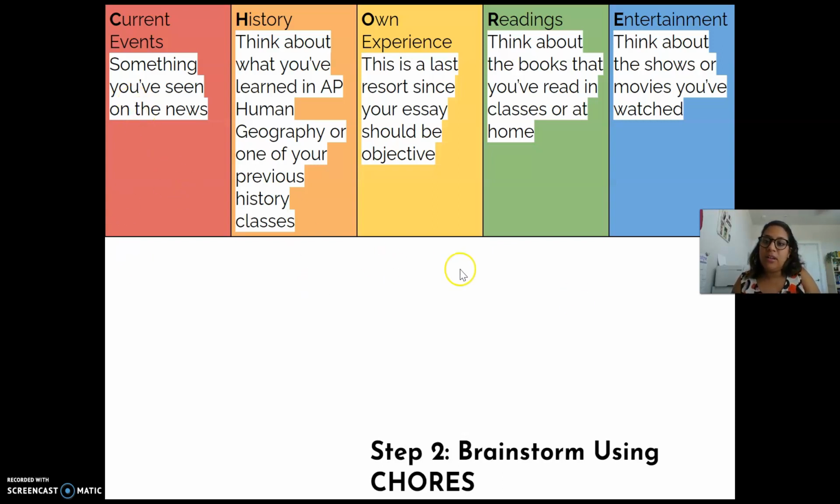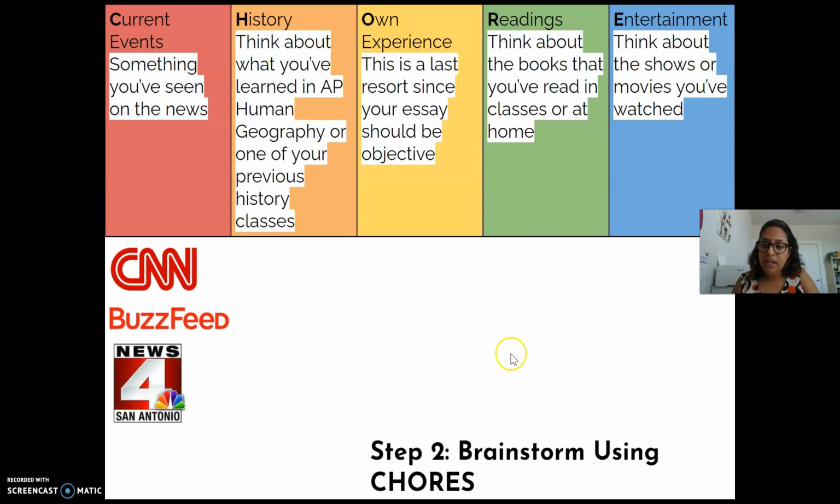Current events, you need to think about something you've seen on the news or in a newspaper or heard on the radio. These could be sources from CNN, BuzzFeed, News for San Antonio, Univision, you name it. Anytime you're hearing about what is happening in the world today, that is considered current events. The next category is history.